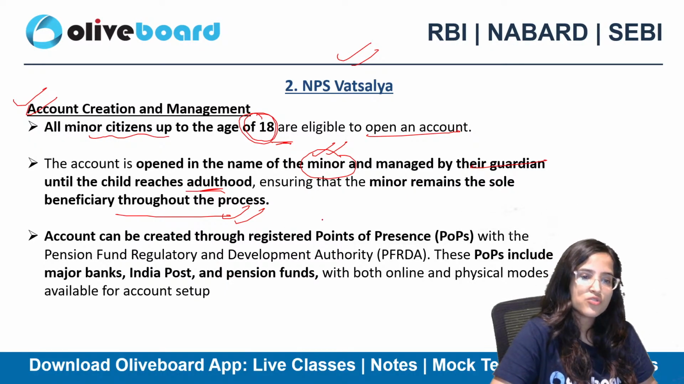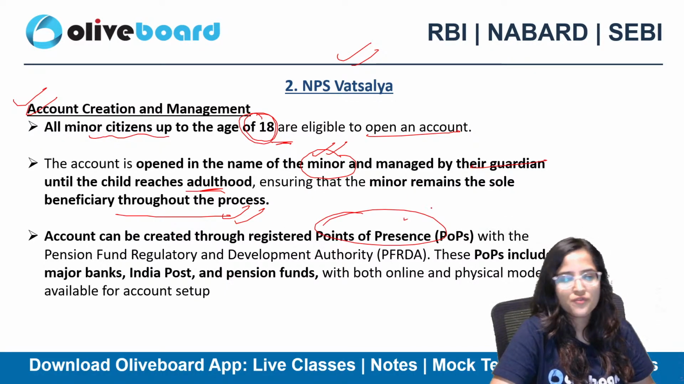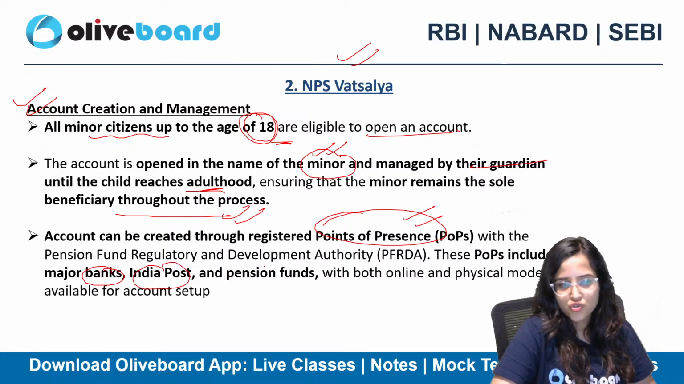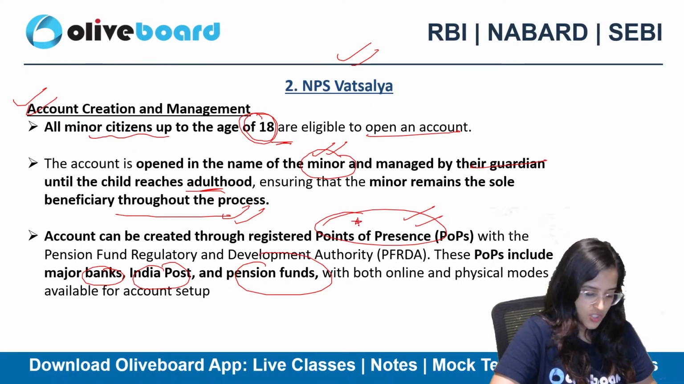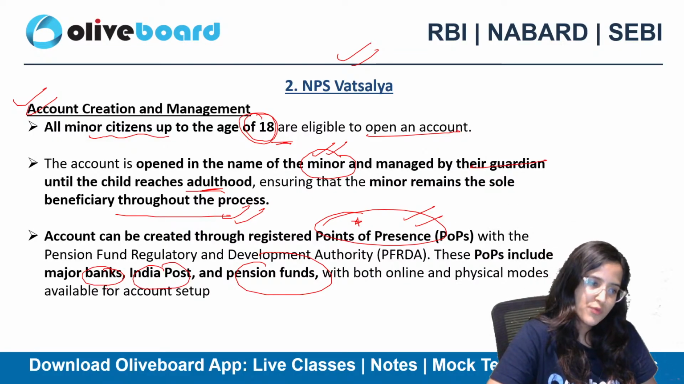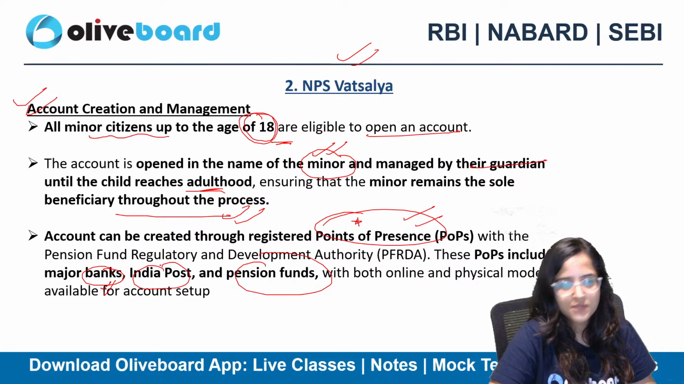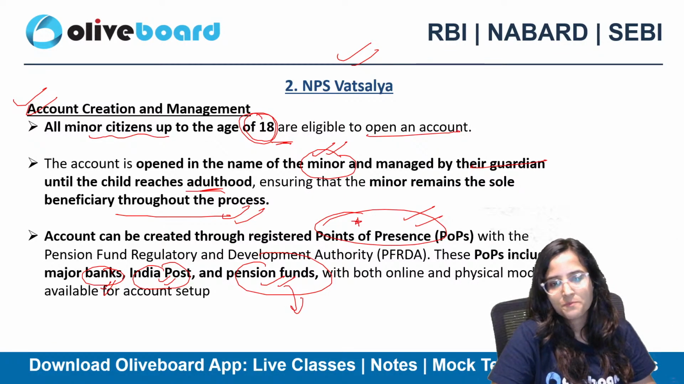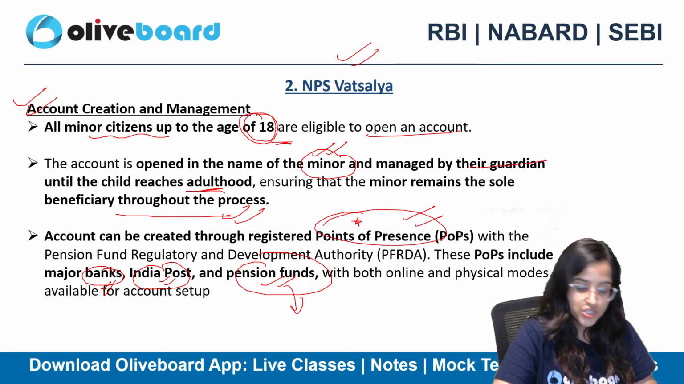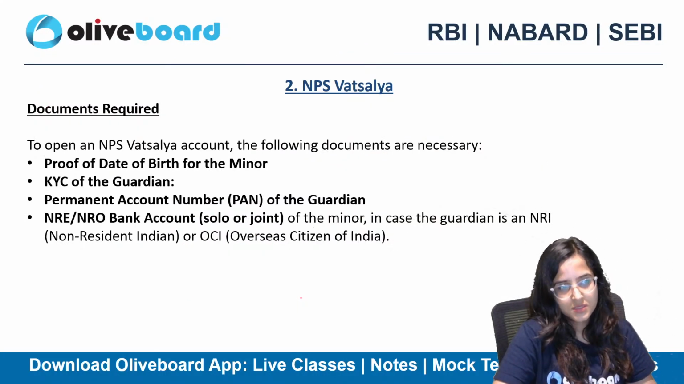Account can be created through registered points of presence. Points of presence can be the major banks, India Post, or pension funds. So points of presence means jahan se you are getting your account opened. Okay, so if you're getting your account opened from a bank, that is going to be your point of presence. If you're getting it opened from India Post, pension funds, that is going to be your POP or your point of presence. Okay, so this account can be created through registered points of presence.